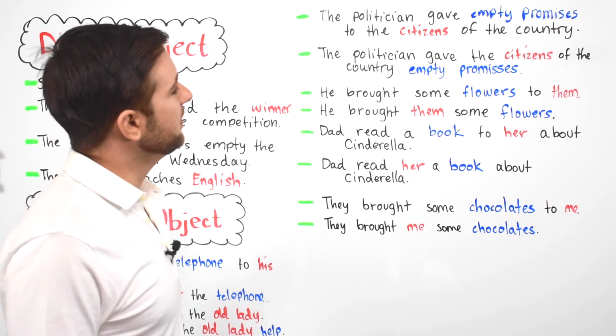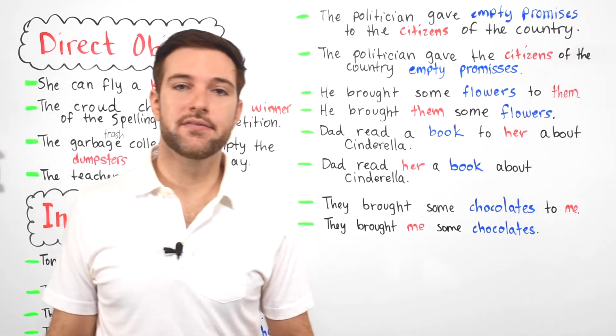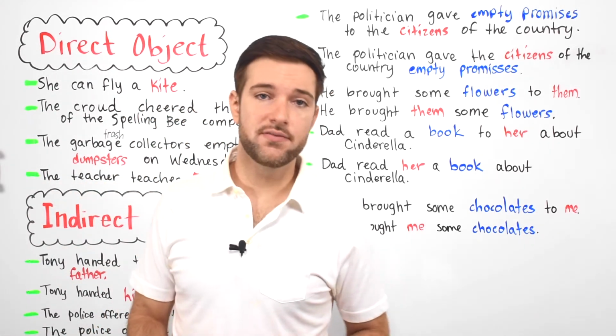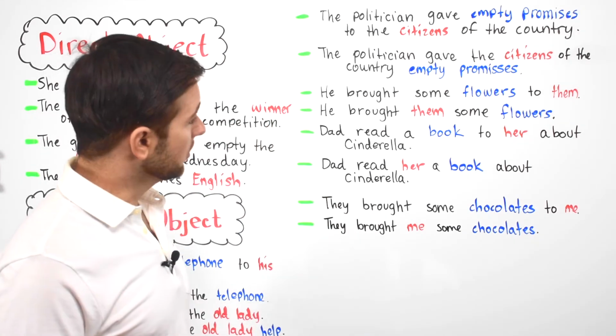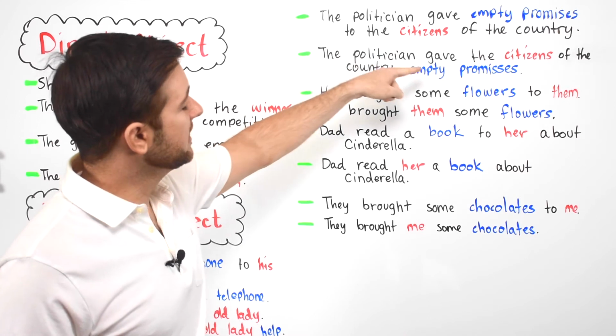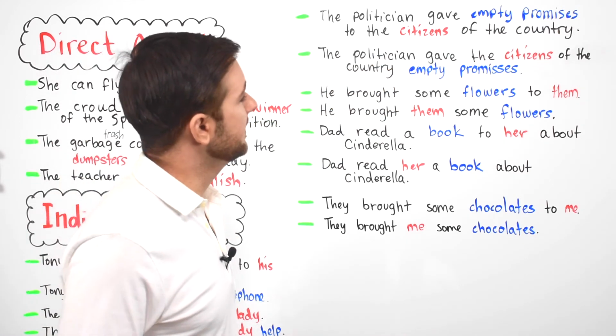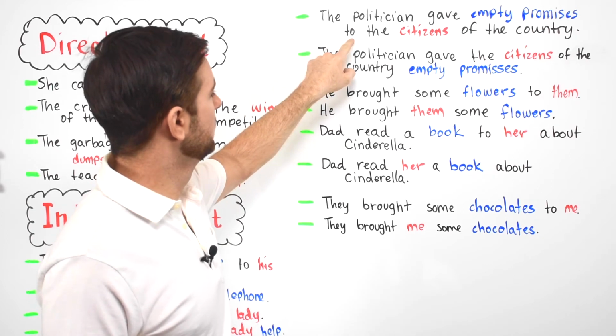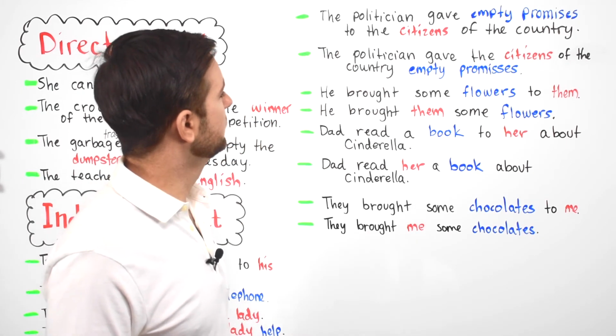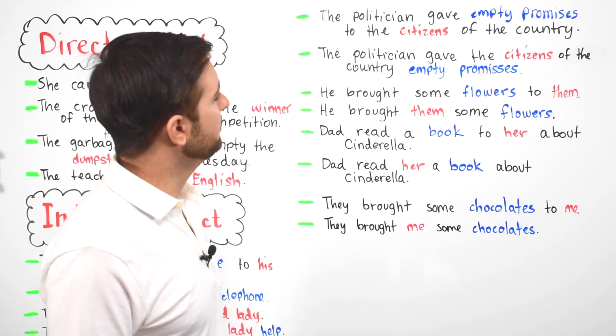The politician gave empty promises to the citizens of the country. Or you could say, the politician gave the citizens of the country empty promises. Again, we have that word to here, but in this one we don't need to. The politician gave empty promises.